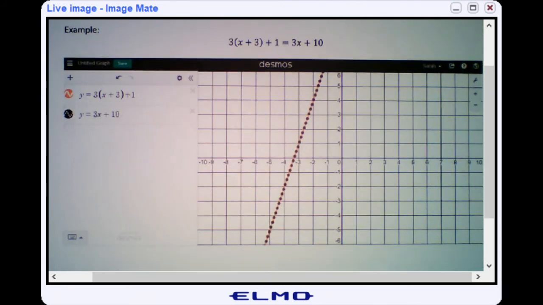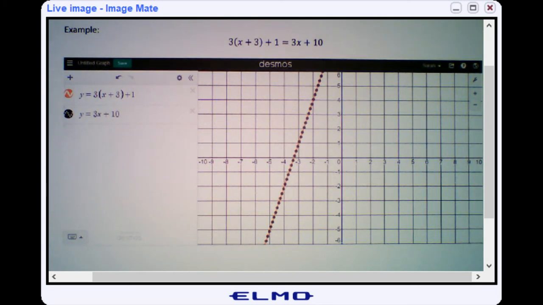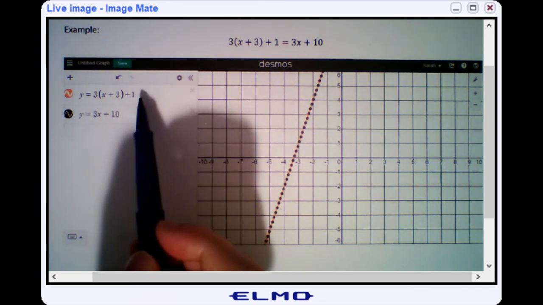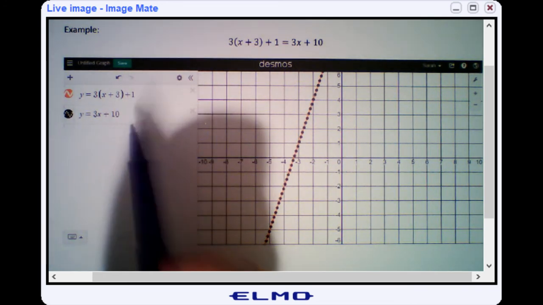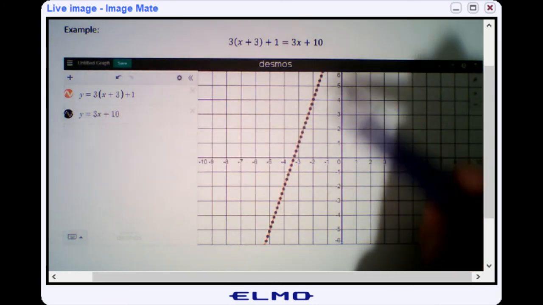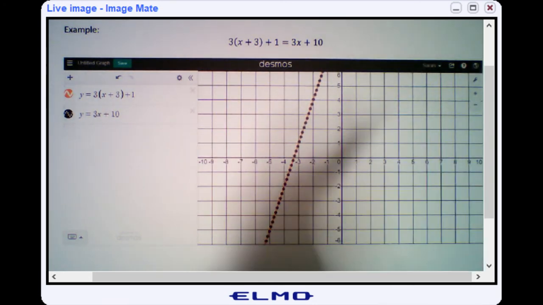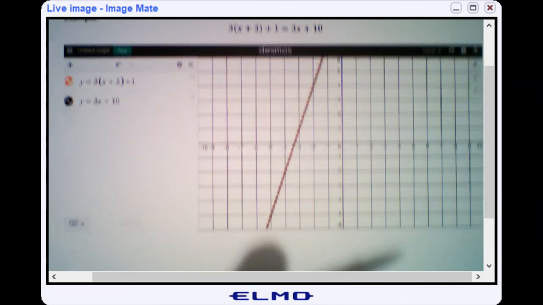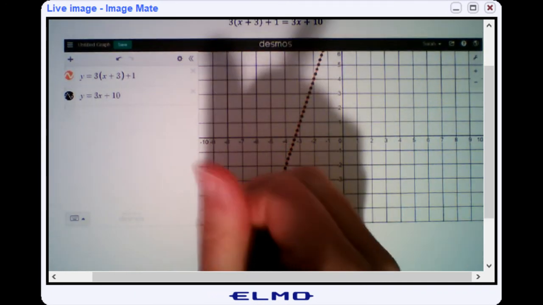This is my last example. I got 3 times the sum of x plus 3 plus 1 equals 3x plus 10. You can see I typed the left side in line 1, the right side in line 2. They graphed it, and in this case, I made one of them dotted so you could see that they're on top of each other. Since they are on top of each other, they are always crossing or intersecting. Therefore, there's going to be infinitely many solutions, or all real numbers.